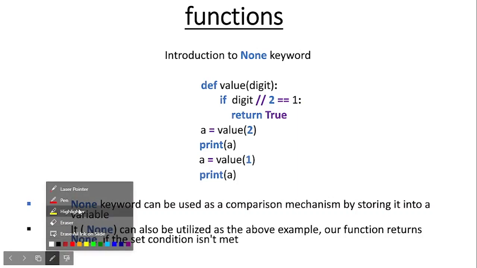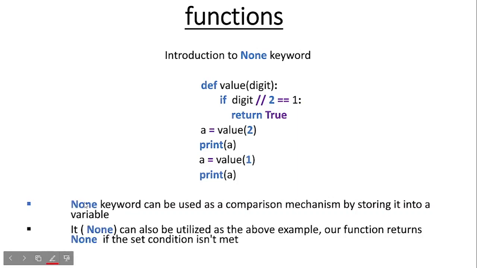We have a keyword in Python called None, which is not a Boolean data type, but is actually NoneType data in Python. We can store it inside a variable and use it as a comparison mechanism, for example. So we'll create a variable called a. We'll store our value of None inside our a variable.